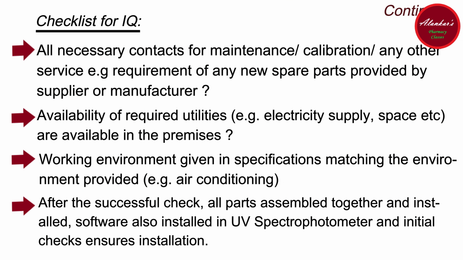All necessary contacts for maintenance, calibration, and any other service, for example, requirement of any new spare parts provided by the supplier or manufacturer. Other thing is the availability of the utilities required, for example, electricity supply, space, etc., whether they are available in the premises or not. The working environment given in specifications should match the environment provided. For example, air conditioning is also required for UV spectrophotometers.